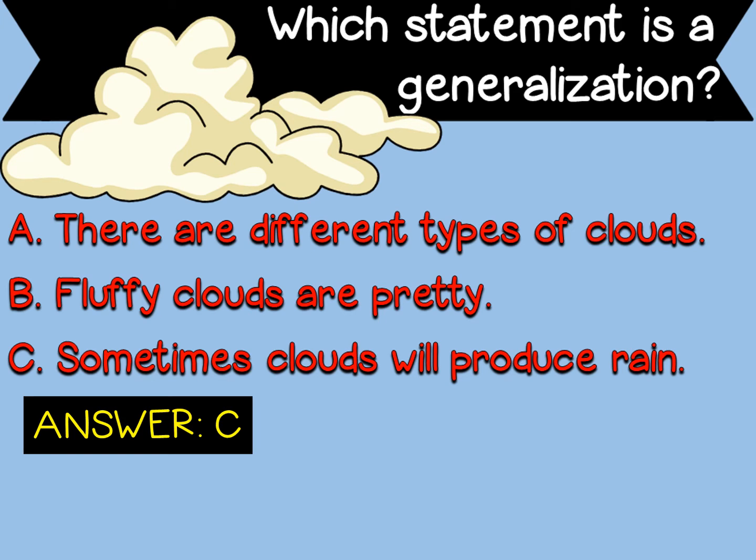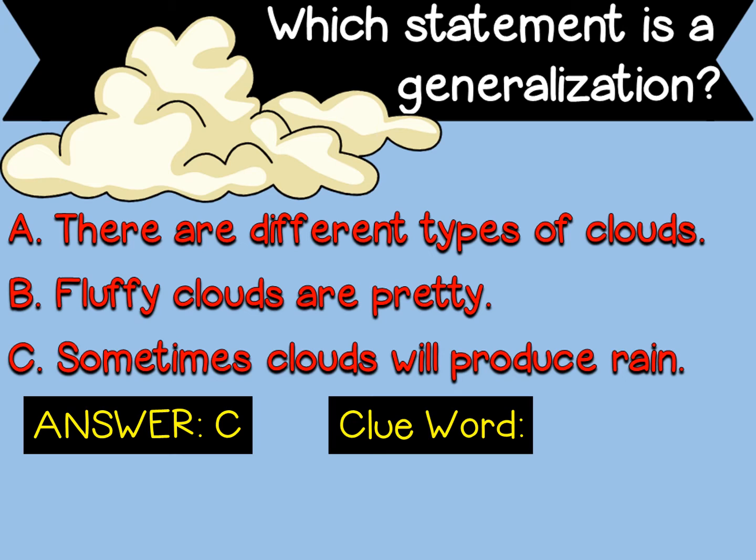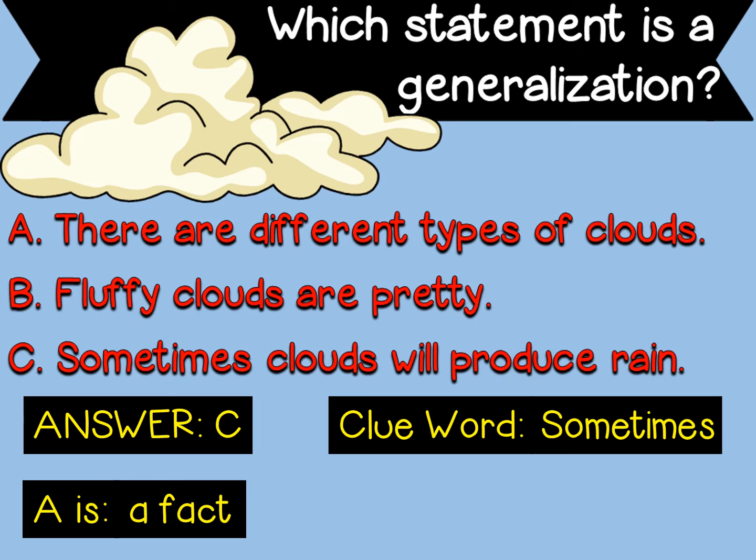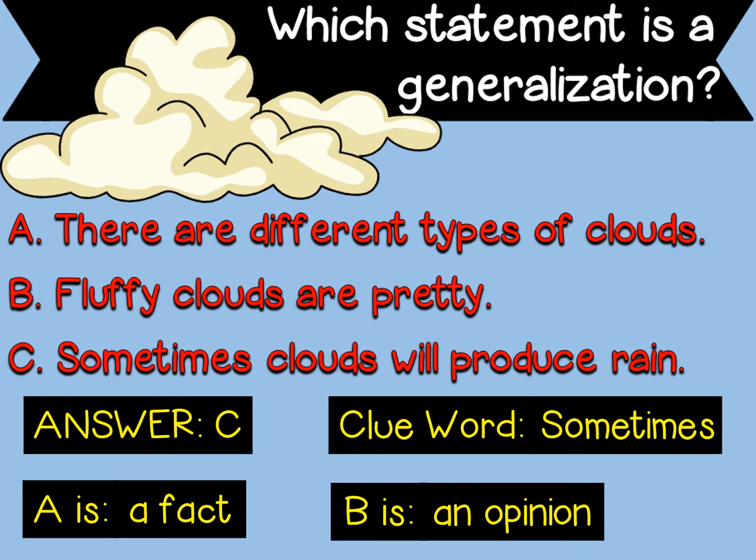Sometimes clouds will produce rain. Generalization. Clue word, sometimes. A is a fact. There are different types of clouds. B is an opinion.